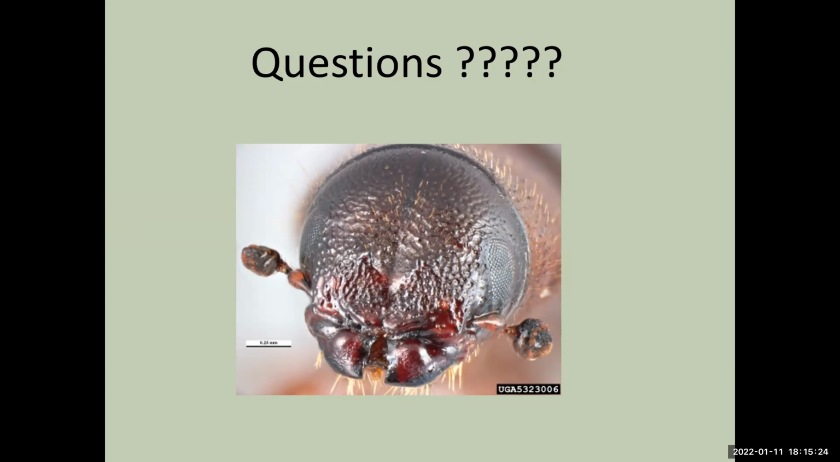What is the pest that is on your question slide there? That is one of the Dendroctonus bark beetles. I don't know which one that is. It's either a western pine beetle or probably mountain pine beetle. Might even be red turpentine beetle, but I couldn't tell for sure.